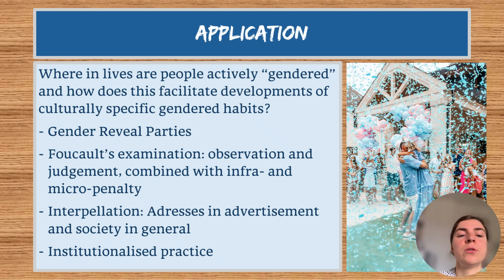Something that I also think is important here, think back to Foucault's examination, the connection of hierarchical observation and judgment. People are constantly looking at each other and judging. So basically, we look at people and judge, okay, male, female, masculine, feminine, and so we judge gender all the time. And this is combined with infra and micro penalty. Infra penalty is the social expectations and network of norms, and micro penalty is the penalties or measurements that enforce these norms.